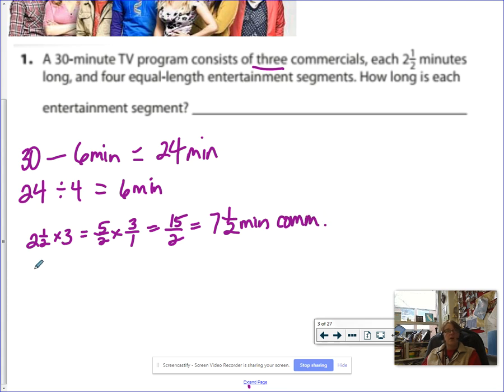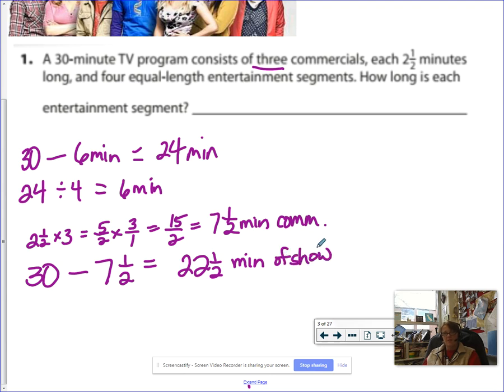Now we got to take that out of the 30-minute show. So I'm going to subtract 7.5 from 30 minutes. If I take away 7.5, 22.5 minutes remain. So in other words, 22.5 minutes of the actual show. Okay. Then what we have to do is take 22.5, and then we're going to divide that by the 4 equal segments.